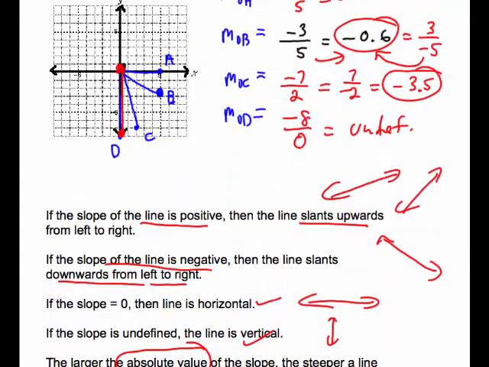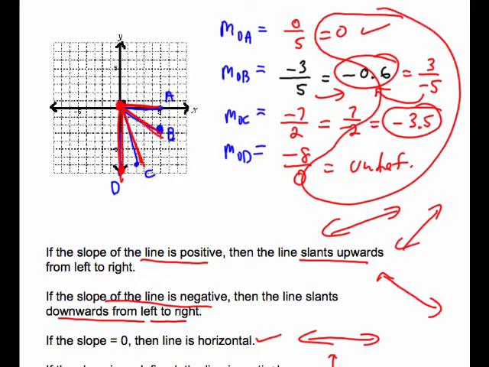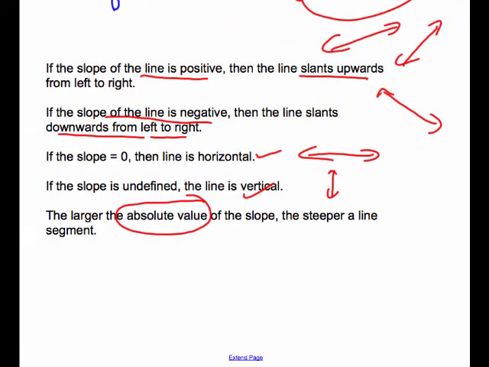On our second graph, as our slopes get steeper, remember they're negative slopes because the line segments are falling generally. As our line segments get steeper, our slopes as positive values, 0, negative 0.6, negative 3.5, if we think of those as positive values, those values are getting larger. Their absolute values are getting larger. So we say that the larger the absolute value of the slope, the steeper a line segment.